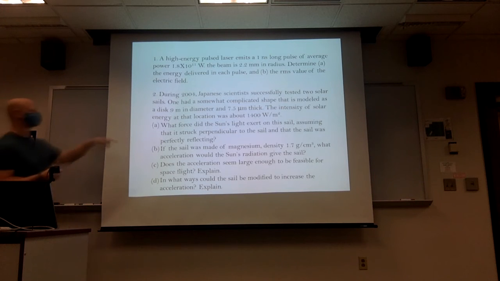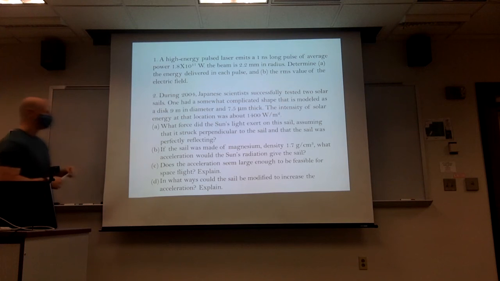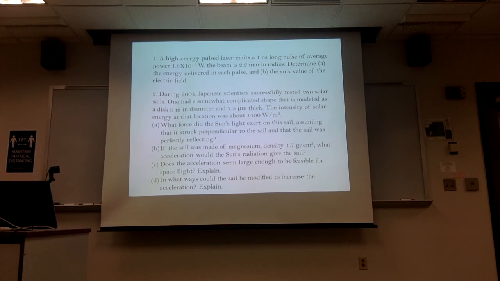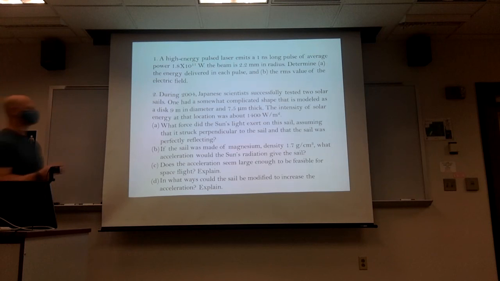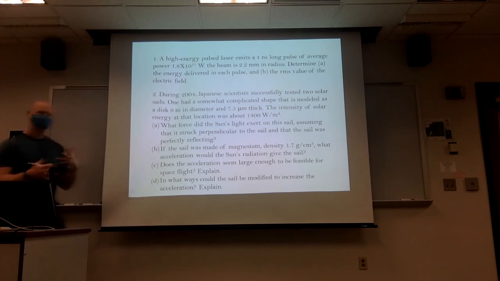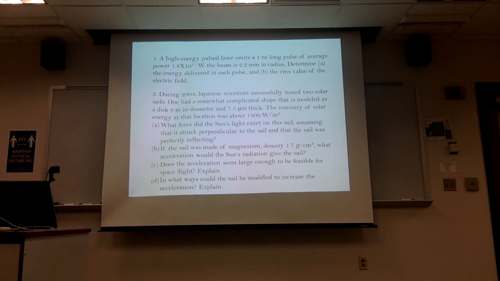So here you're just calculating the radiated force. Next part then, you want to know if the sail was made out of magnesium, meaning that it has a density of 1.7 grams per centimeter cubed, which is 1,700 kilograms per meter cubed. Remember, they're different by 1,000. What acceleration would the sun's radiation give the sail? So how fast would this guy actually accelerate?